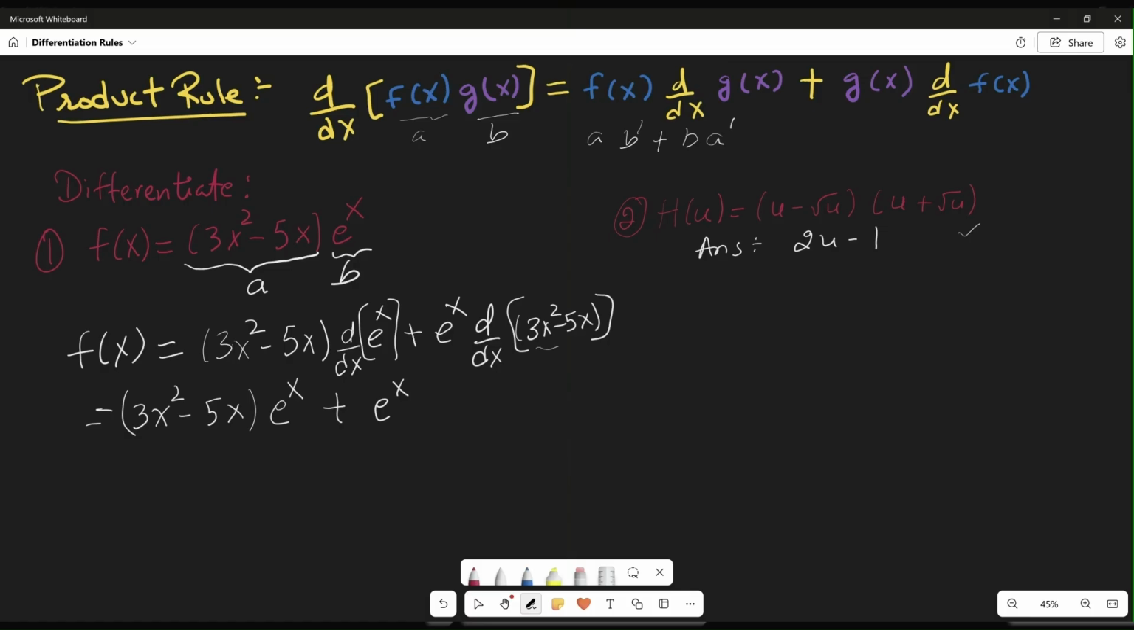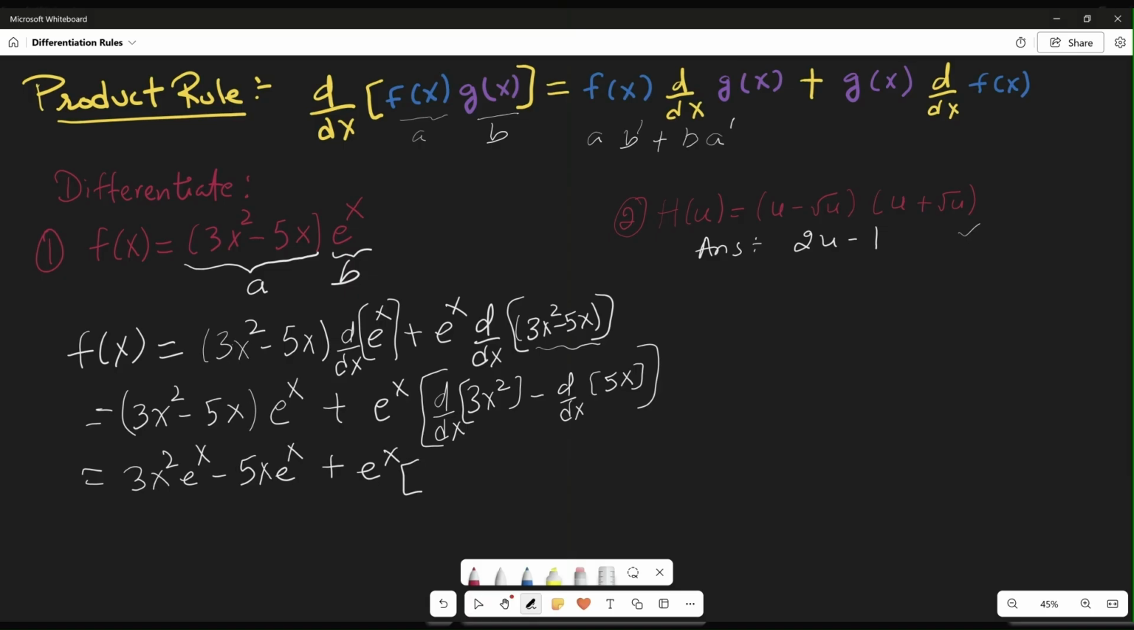Now you can see this is simply the differentiation rule. This is going to be the derivative of 3x squared minus the derivative of 5x. You can multiply this with each other and make it simplified: minus 5x times e to the x plus e to the x. Now the derivative of 3x squared is the power rule: the 2 comes into multiplication with 3, and subtracting 1 from the power, so 3 times 2 is 6x.